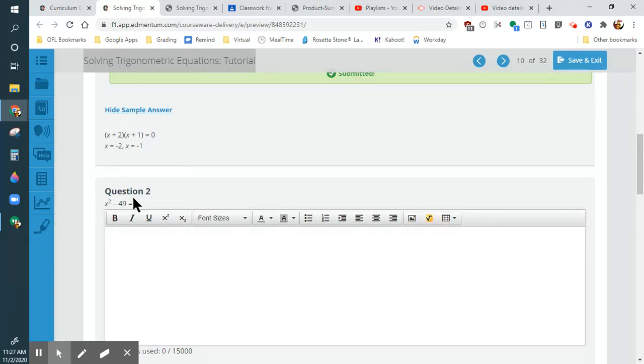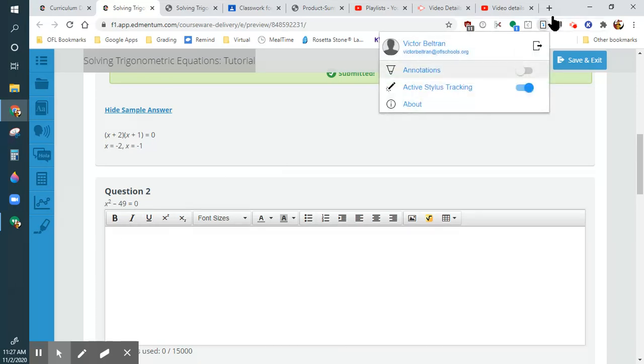This one, we could use the box method, but I'm not sure how familiar you guys are with your equations. I'll do it by the box method.